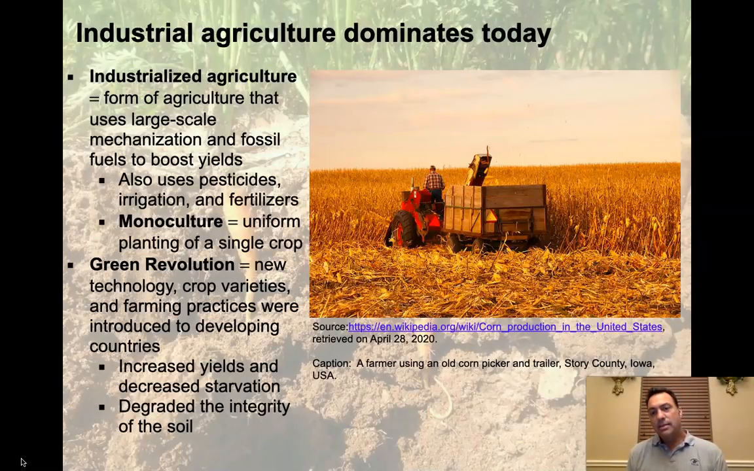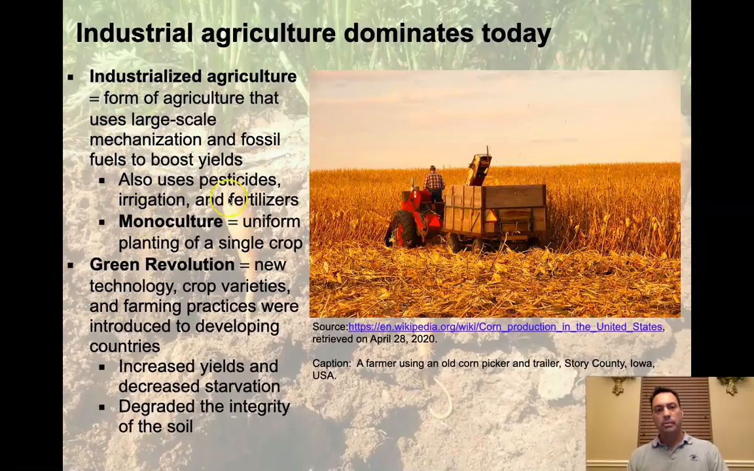Since about the 1850s, especially into the 1920s, we see a very rapid transformation from traditional agriculture into industrialized agriculture. And that's what dominates to this very day. So industrialized agriculture is a form of agriculture that uses large-scale mechanization and fossil fuels to boost yields.